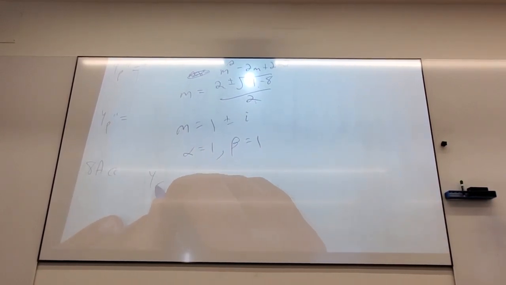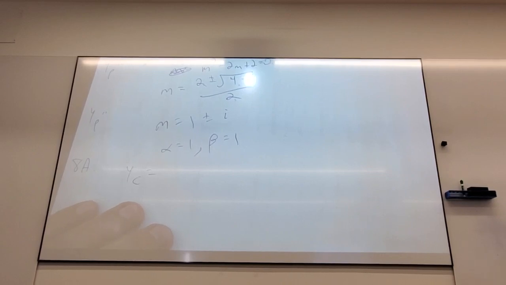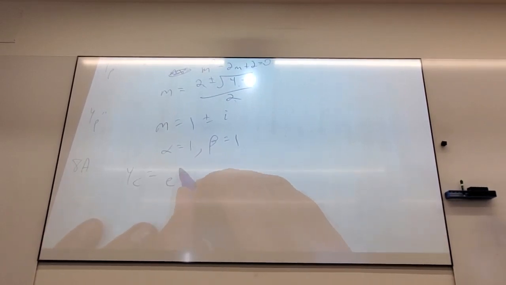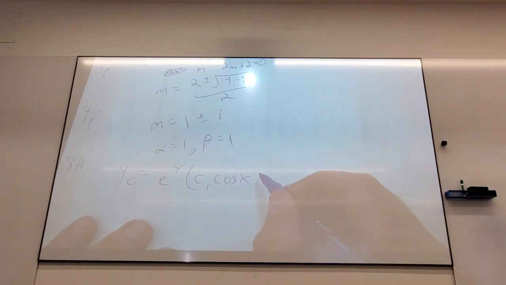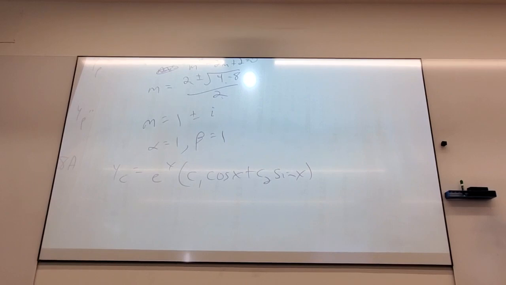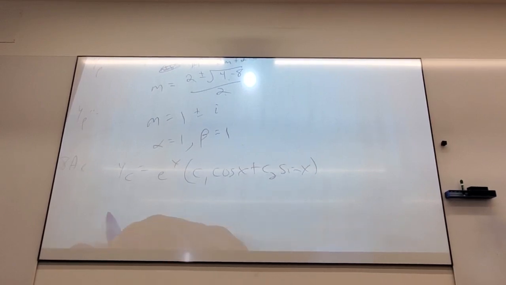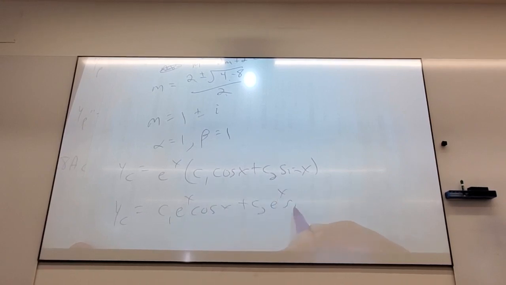So what does that mean, my yc? Yeah, e to the x times cosine x, yeah, good. Beta x, so cosine x plus c2 sin x. And you can write that, that's fine. Okay. So I got that set. So let me write this. So this would be c1 e to the x cosine x plus c2 e to the x sin x.